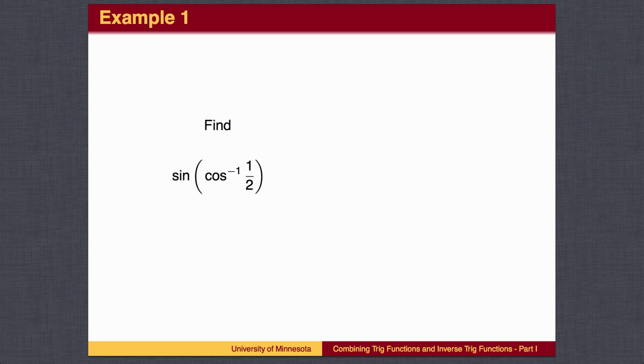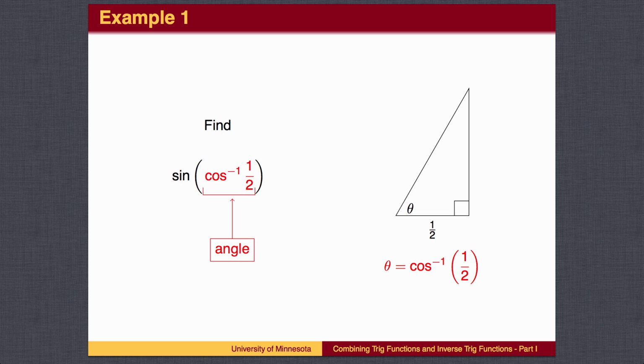The 1/2 is a number which represents the length of one side of a right triangle. And the inverse cosine function inside the parentheses asks you to find the angle whose cosine is 1/2. Therefore, the object inside the parentheses is an angle. You are then asked to find the sine of the angle, which will be a number.